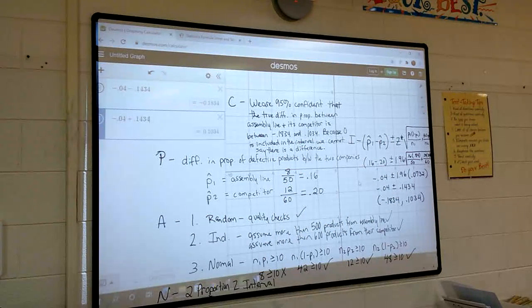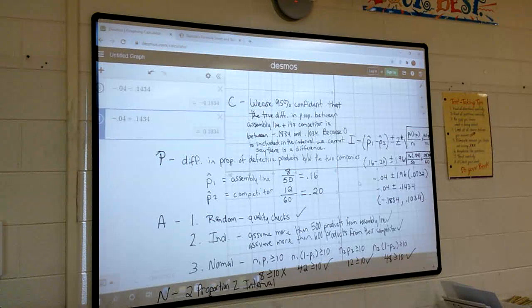So we're 95% confident that the true difference in proportions between the assembly line and its competitor is between negative 0.1834 and positive 0.1034. Because 0 is included in the interval, we cannot say that there's a difference. So remember, if you get a negative, like we did at the beginning of the interval, that means your second proportion was bigger, right? If you get a positive, that means your first proportion was bigger.